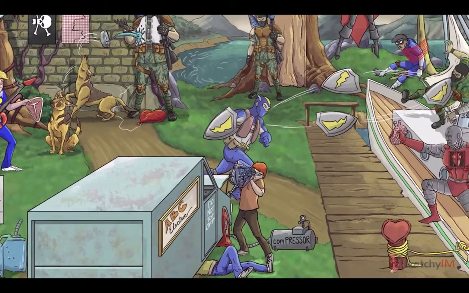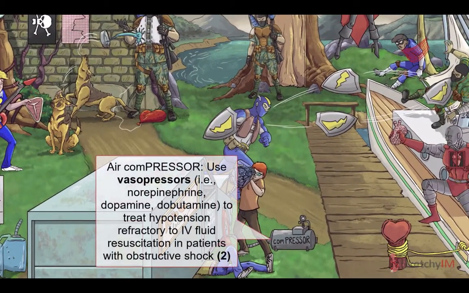As you might imagine, patients with obstructive shock may also benefit from vasopressors to increase cardiac output if their hypotension doesn't respond to IV fluids alone. As with cardiogenic shock, the most frequently used agents include norepinephrine, dopamine, and dobutamine. The rule of thumb is to use as low of a dose as possible that will restore tissue perfusion, gauged by mental status, urine output, or mean arterial pressure, back to normal.